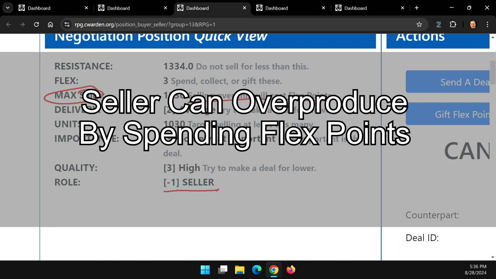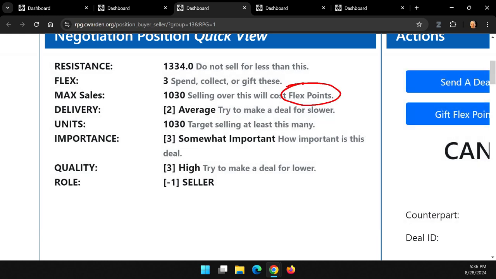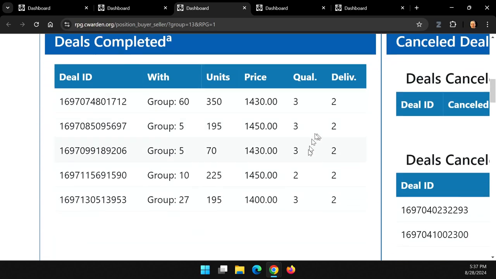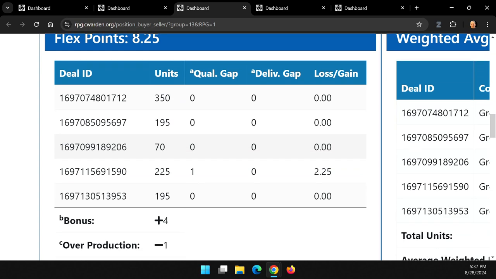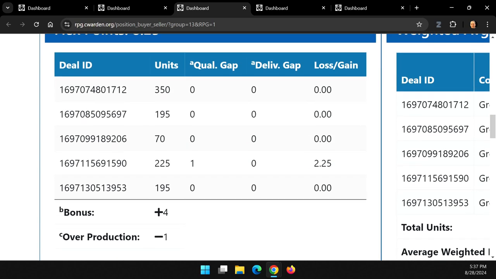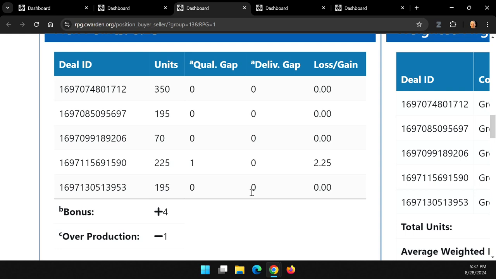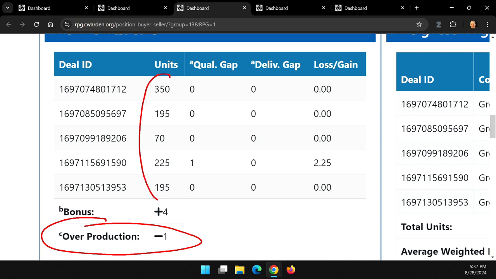What will it cost? How will you spend this? Flex points. You need to spend flex points. So let's look at this example here. So here's a seller. We come down to the flex points section, and we can see that this seller has received some bonus for, why? Because they had 1, 2, 3, 4 deals with different groups. That was a bonus, good for them. That's very good. But they also have overproduction. So how did they get overproduction? Because the total number of units is beyond their maximum.